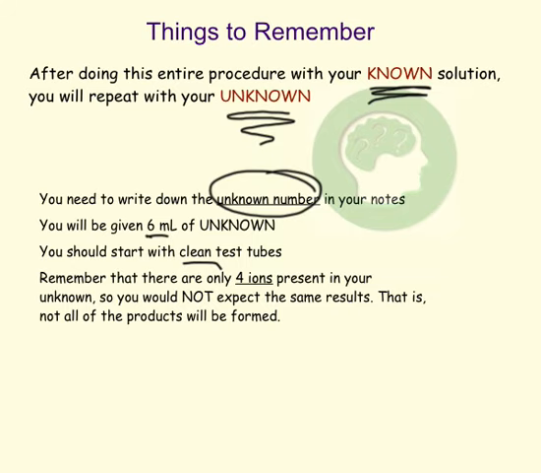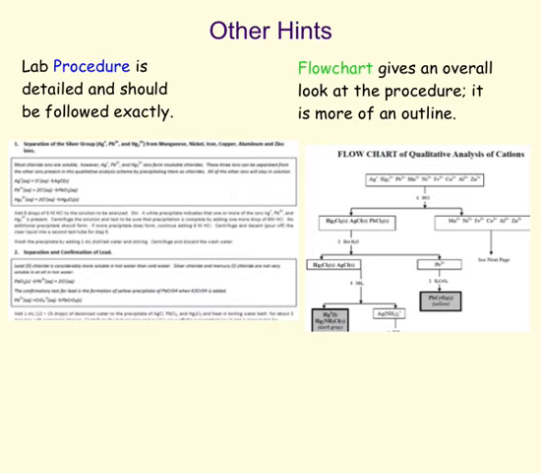Also remember there are only 4 ions that are present in your unknown. Your known had 9 of them. There are just going to be 4 present in your unknown. So because of that, you don't expect to get the exact same results. There are going to be times when the products won't be formed that were formed for your known solution. So you expect it to be completely different.